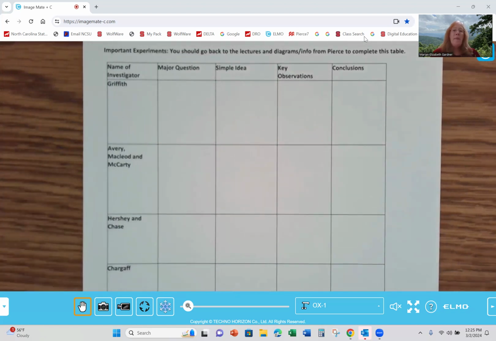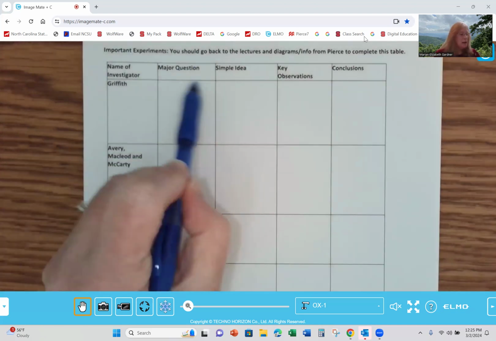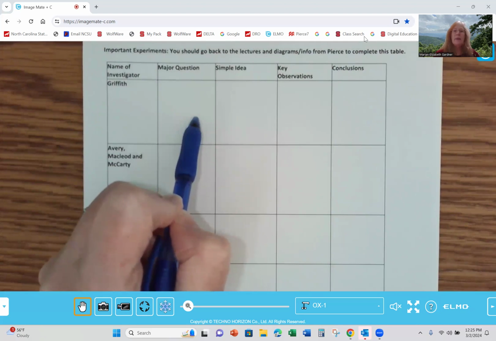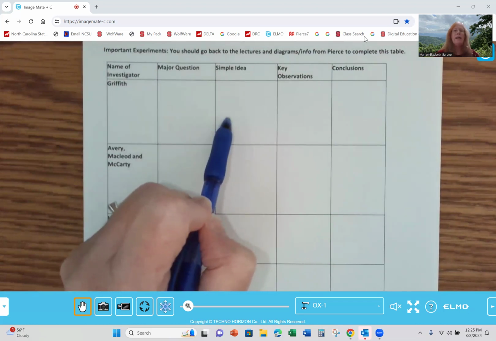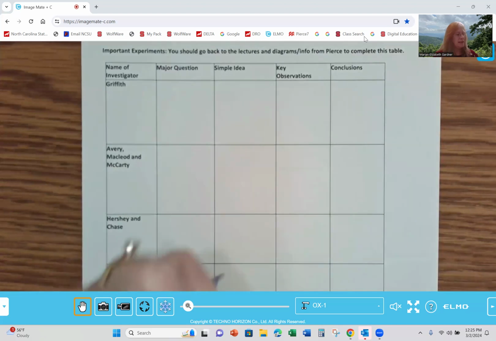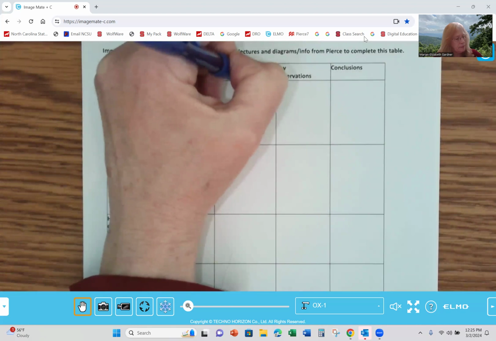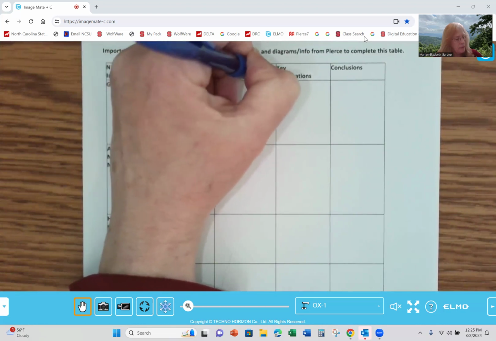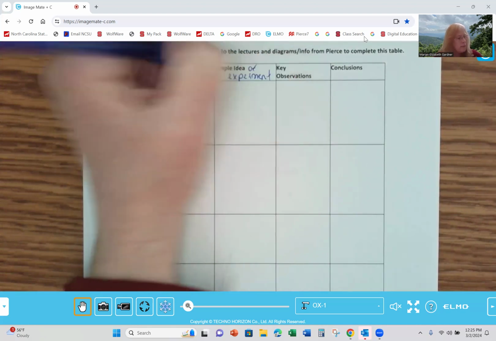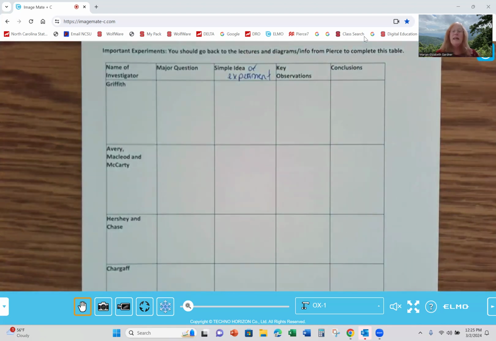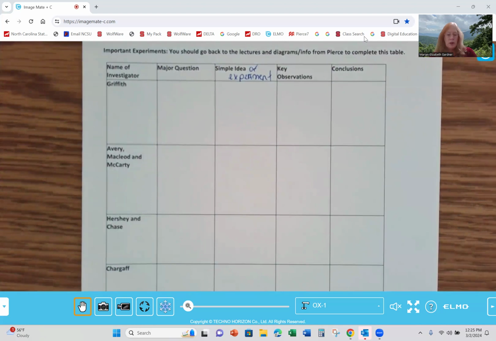I encourage you to go back in your notes, and for each of these experiments, look up what was the major question they were asking. How did they try to do this experimentally? So this would be like the simple idea of their experiment. And then what did they observe in their experiment, and what sort of conclusion can they draw?